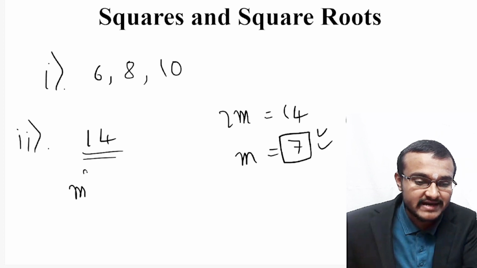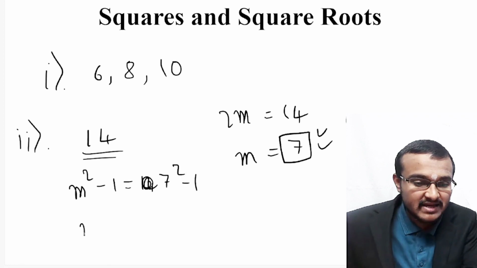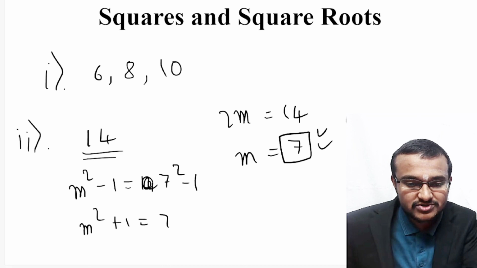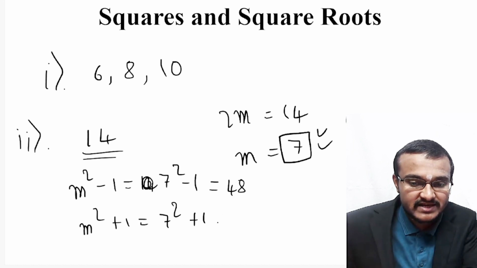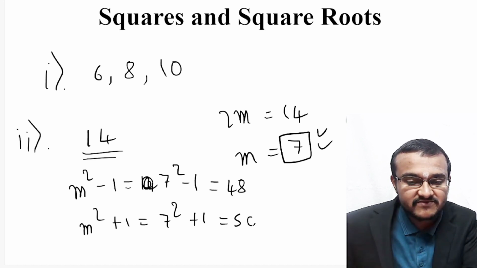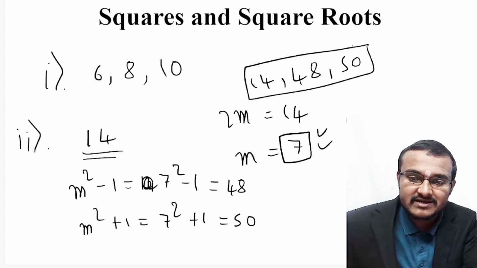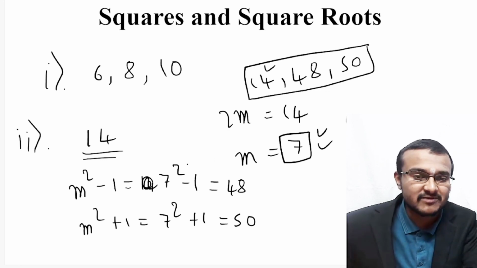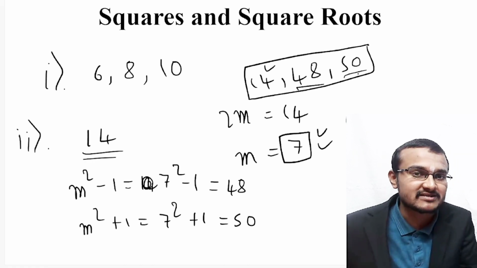Now you can easily find m square minus 1, which is 7 square minus 1, and m square plus 1, which is 7 square plus 1. What is 7 square minus 1? It is 49 minus 1, so that is 48. 7 square plus 1 is 49 plus 1, that is 50. So 14, 48 and 50 will be the Pythagorean triplet, where 14 is one number, and 48 and 50 are the other two numbers.